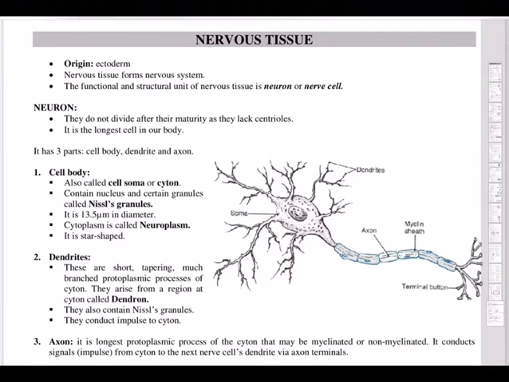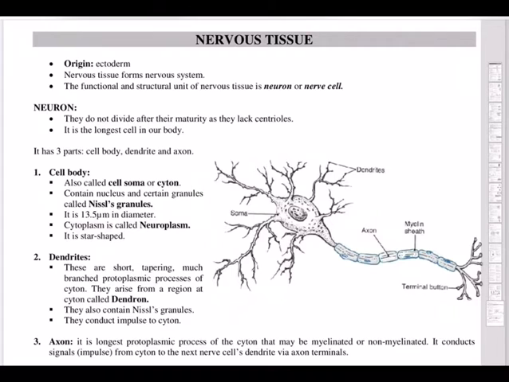It helps in all our sensations of touch, sight, taste, feelings, you name it, everything that we feel every day in and day out, it's because of this tissue, and that is nervous tissue. So nervous tissue originates from ectoderm, and nervous tissue forms the nervous system, and the functional and structural unit of nervous tissue is the neuron.